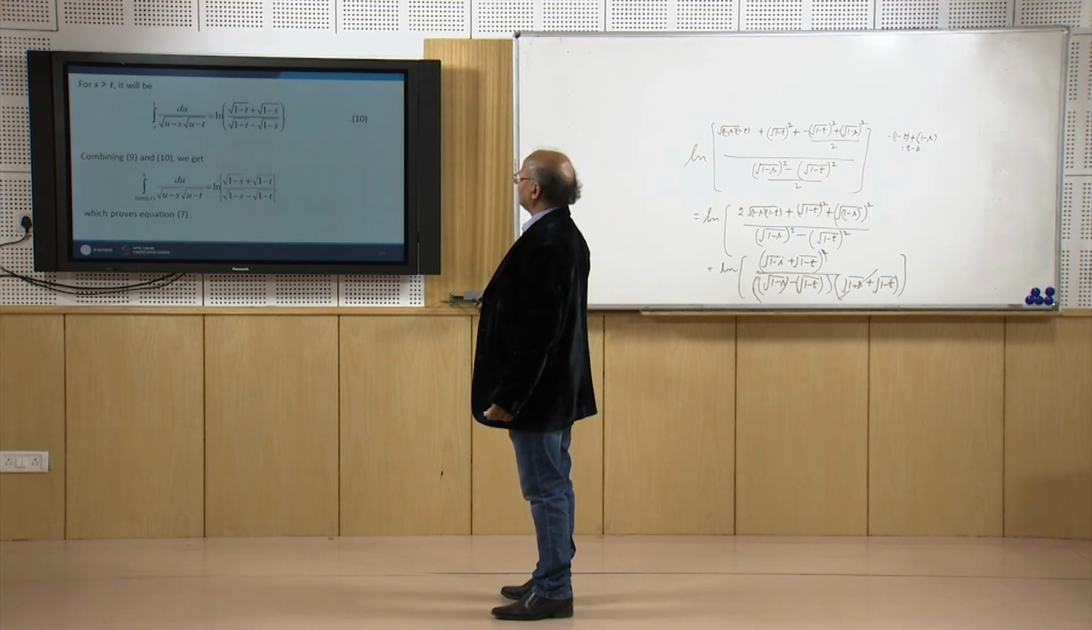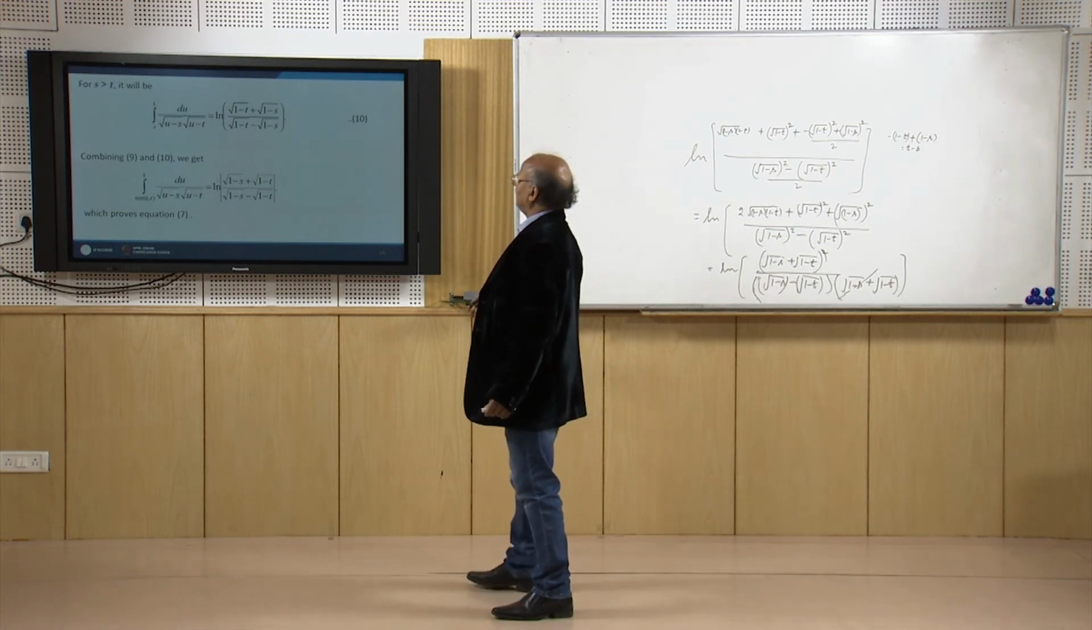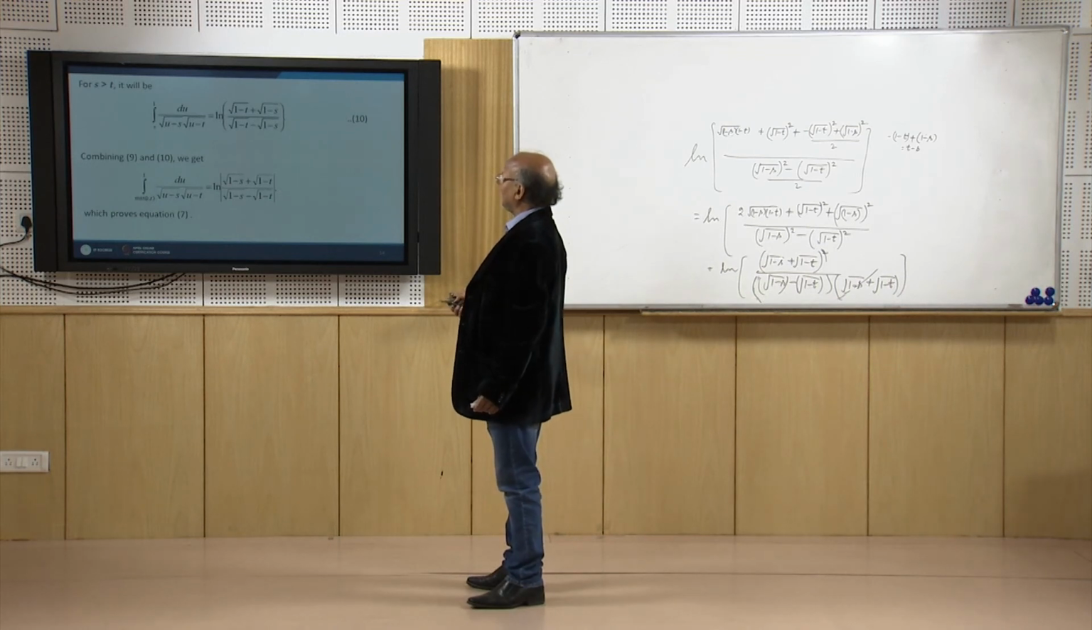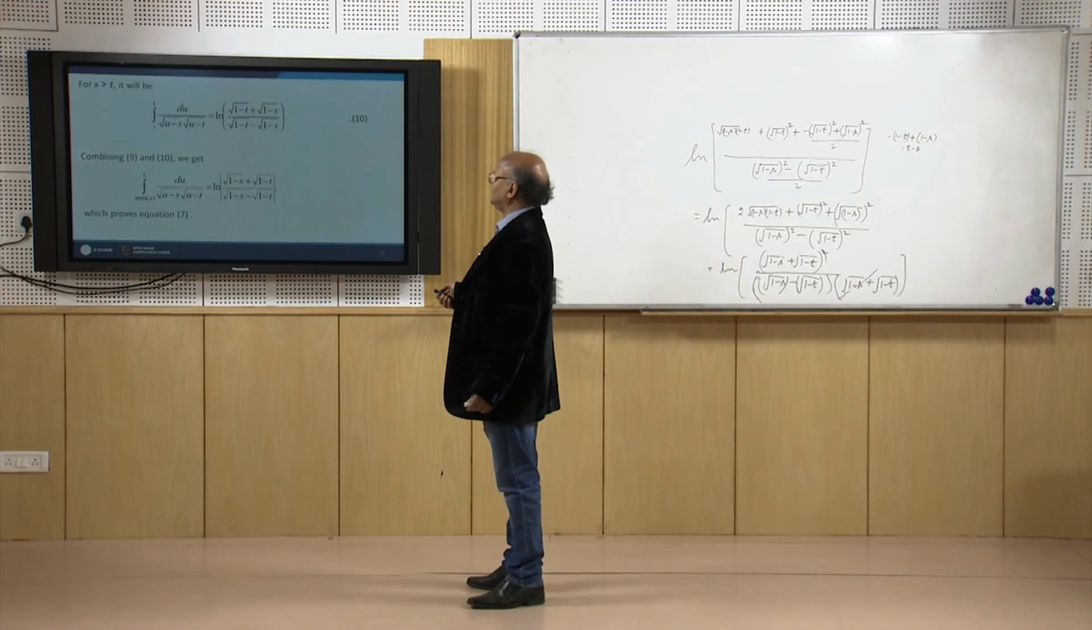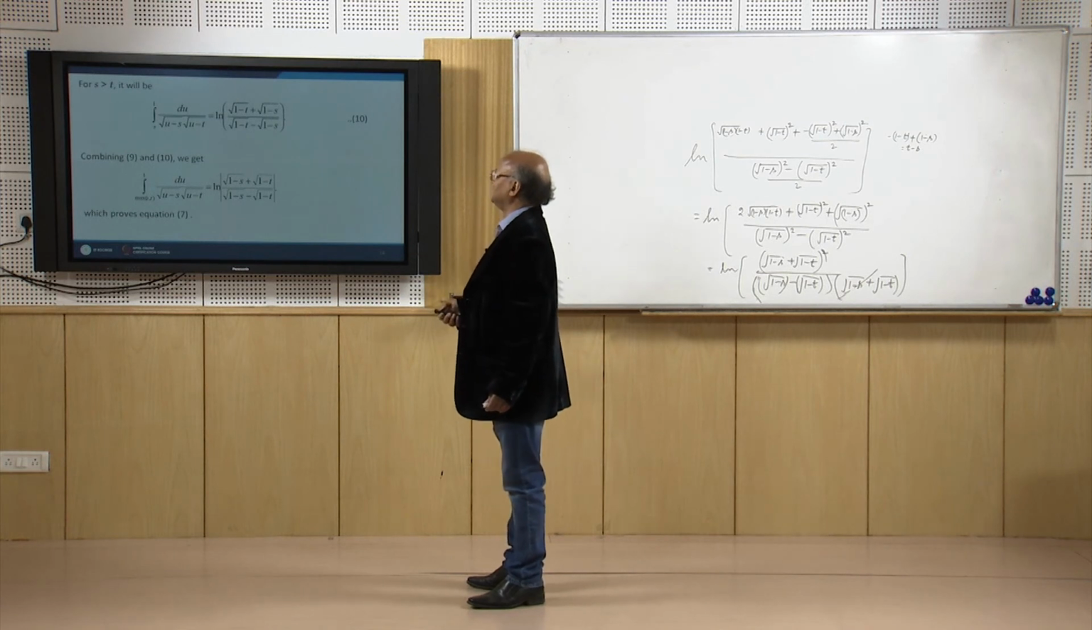So this modulus will disappear, and when s is greater than t, then under root (1 minus s) will be less than under root (1 minus t). So this will be changed to under root (1 minus t) minus under root (1 minus s), and we will get this. So this proves the second identity.